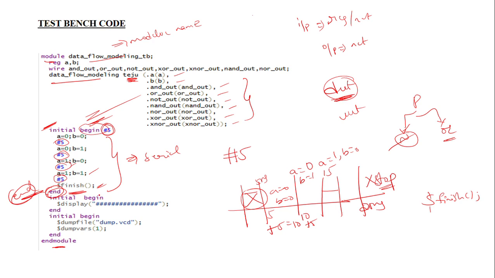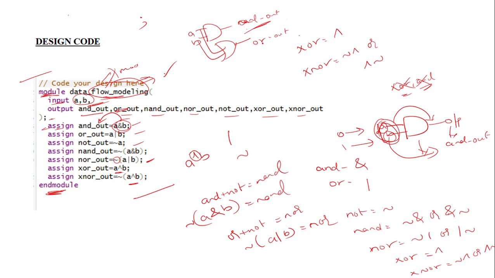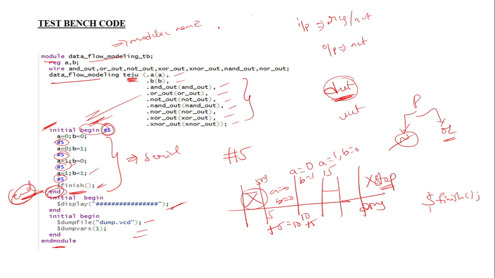Next, if you want to display anything, you can write again initial begin, display, and end like that. Why did I write initial begin? Because I am doing code. It is open source. First I have to say this: it is like EDA Playground.